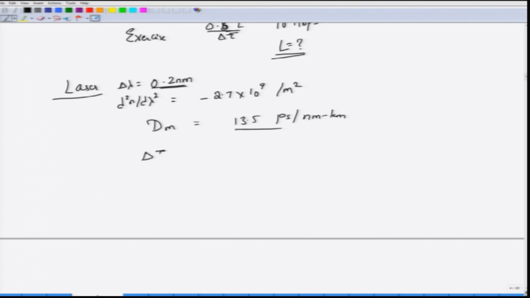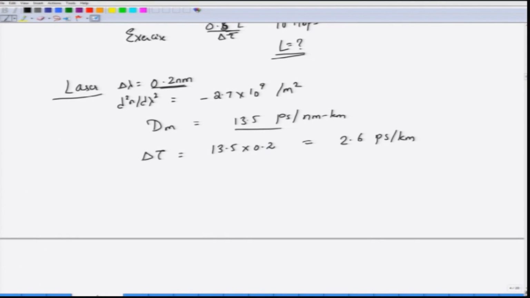Why? Because you calculate delta tau, which turns out to be 13.5 into 0.2, so many picoseconds per kilometer. This is actually around 2.6 picosecond per kilometer, which is 1,000 times less than what you had for the LED case. You know, it is an order of 3 magnitude less compared to the case of an LED. Therefore, the data rates can be tripled at the very least. At the very least, you can triple the data rates using a laser. So, you can propagate much larger distances, you can propagate with a larger bit rate using a laser.